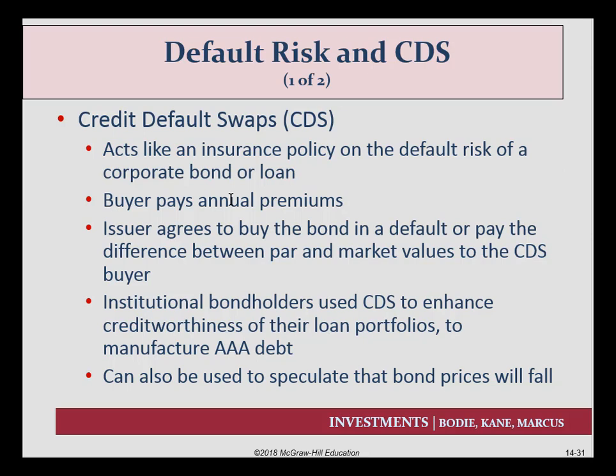Now, the banks were in trouble already. So they were doing some things that they shouldn't have been doing. But these credit default swaps were a security that they were using like insurance. So they were taking on bad debt, and then they were writing insurance policies against that debt. So essentially by buying these insurance policies, what we were able to do was to enhance the creditworthiness of our loan portfolios.